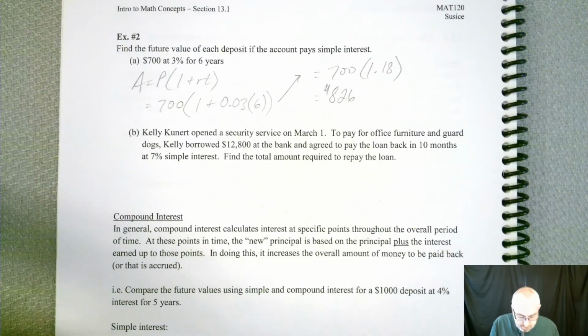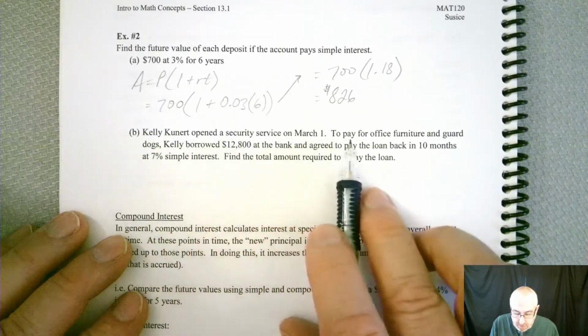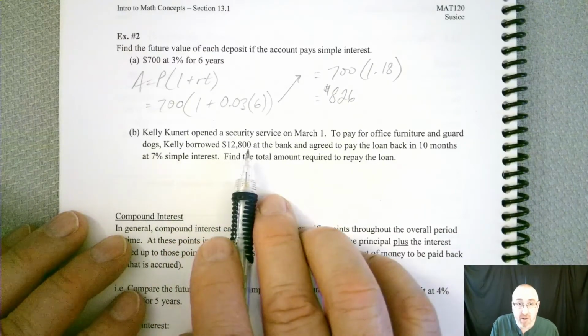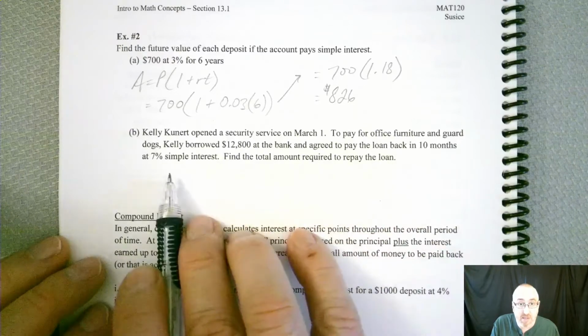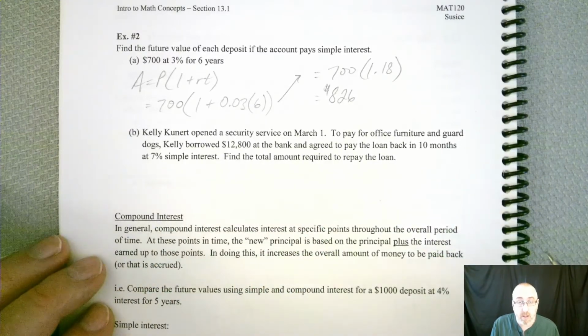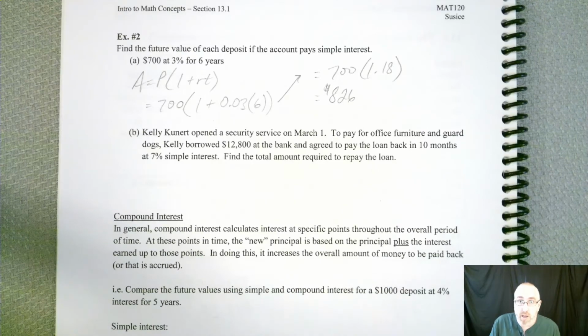Kelly Cooner opened a security service on March 1st to pay for office furniture and guard dogs. Kelly borrowed $12,800 at the bank and agreed to pay the loan back in 10 months at 7% simple interest. Find the total amount required to repay the loan. So now they're trying to make it wordier and a little bit more confusing, but you still need to find those key ingredients to plug into the formula.